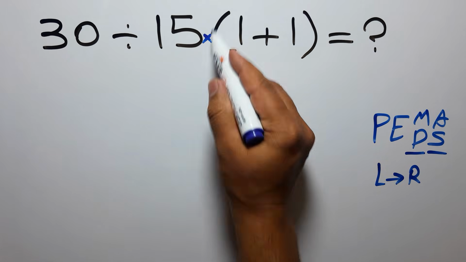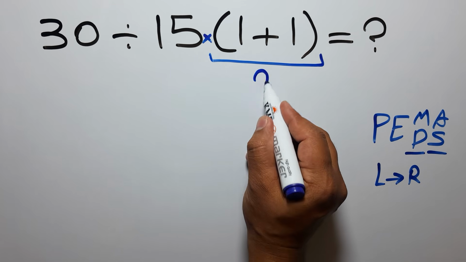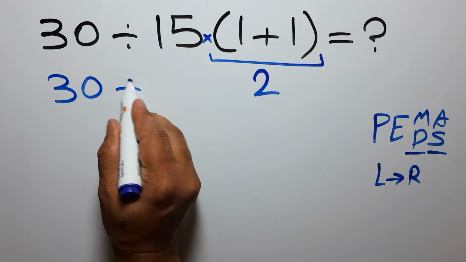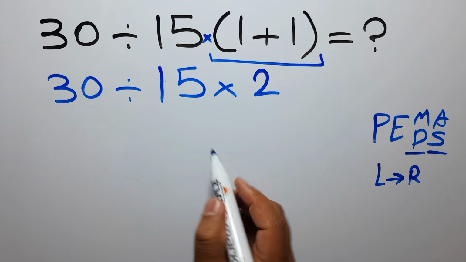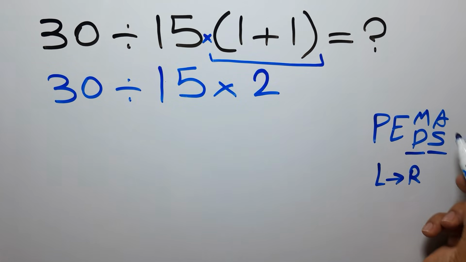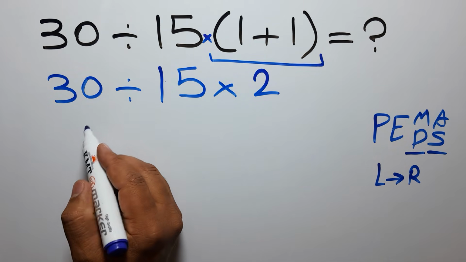So first we have to do this parentheses. Inside this parentheses, we have 1 plus 1, which equals 2. So we have 30 divided by 15, then times 2. Now we have one division and one multiplication. As I said, multiplication and division have equal priority and we have to work from left to right. So here, first we have to do this division.